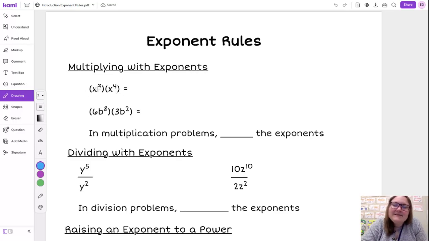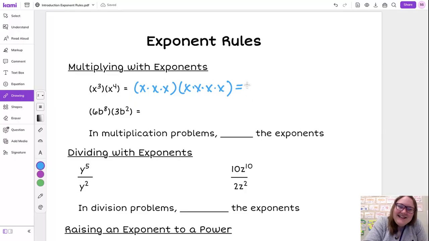When we learned about exponents, we said it means that's how many times you're multiplying the base. So for example, x cubed means we're multiplying x times x times x. And x to the fourth power means we're multiplying that by x times x times x times x. So when we look at it all together, I've got x times x times x times x times x times x times x. That is just the same thing as x to the seventh power because I'm multiplying x by itself 7 times.